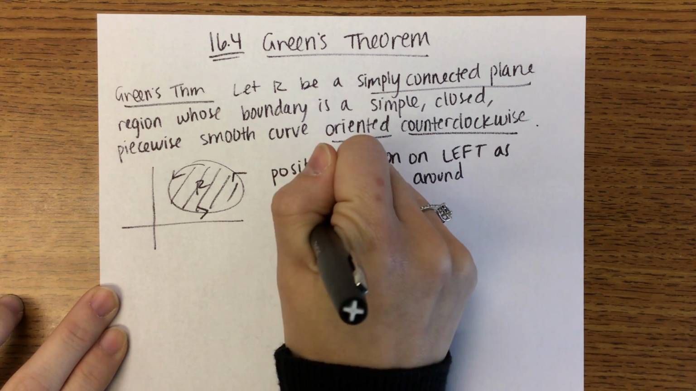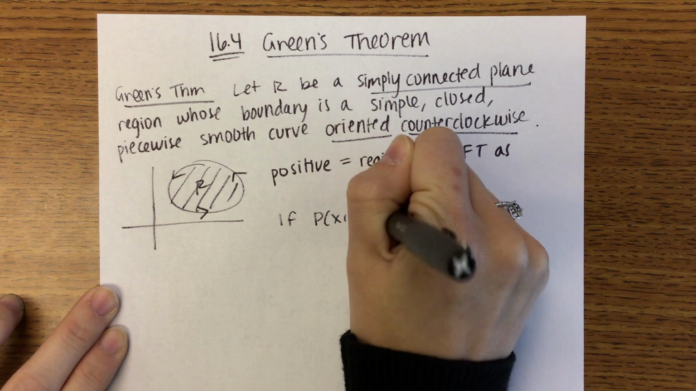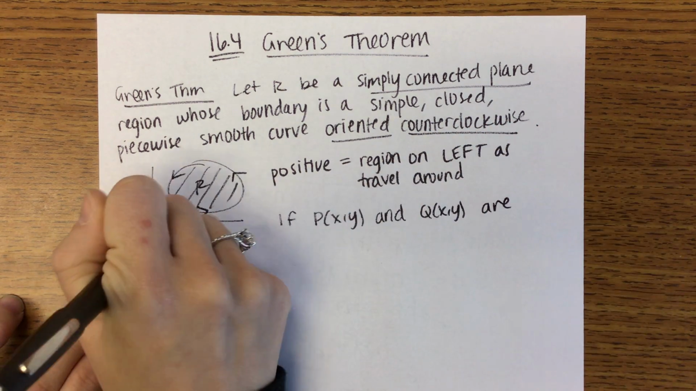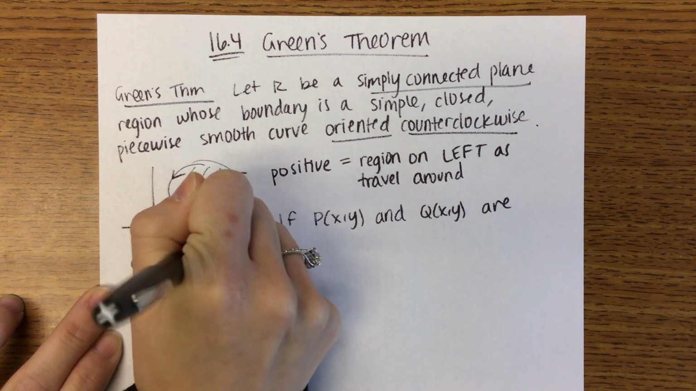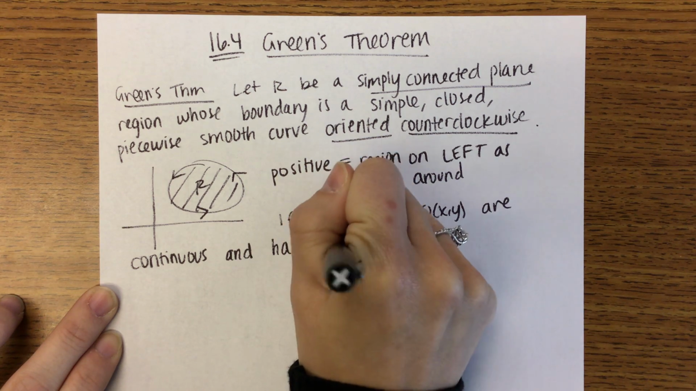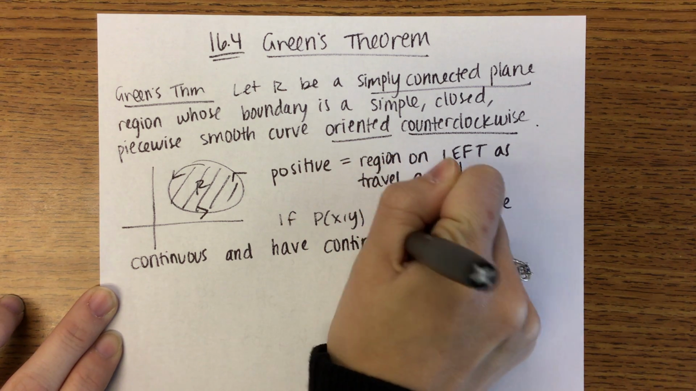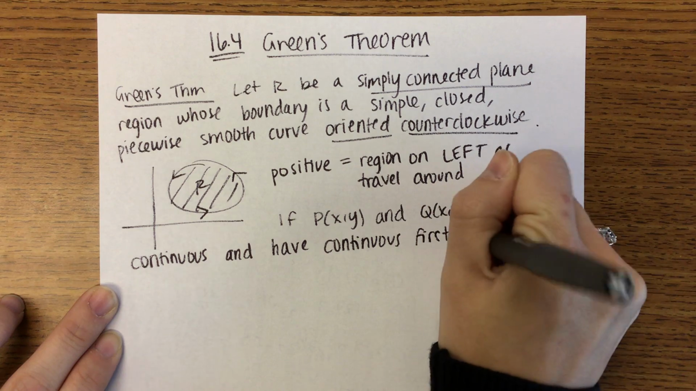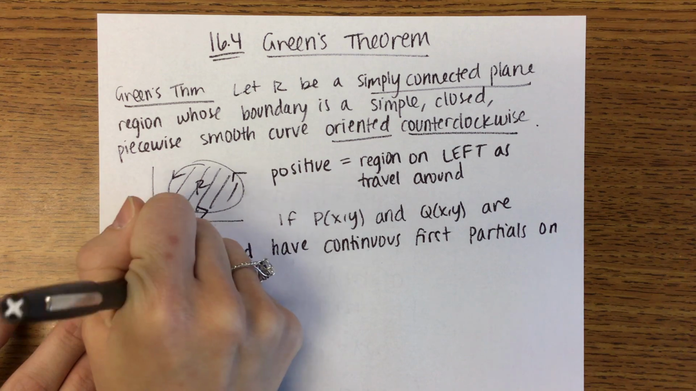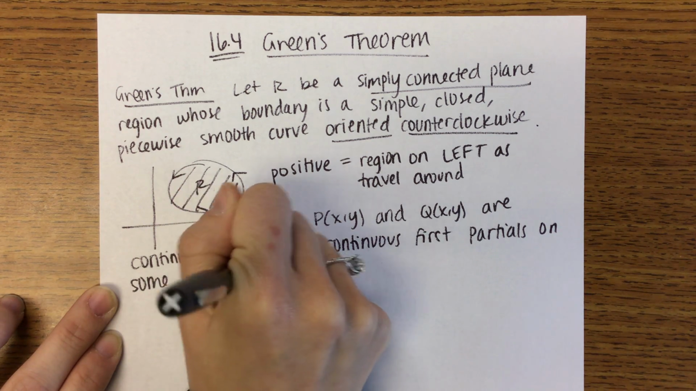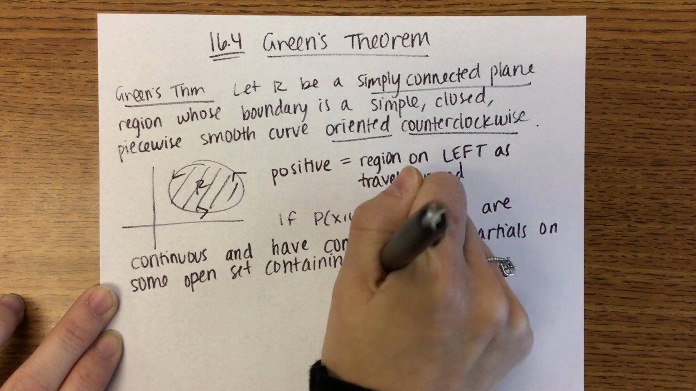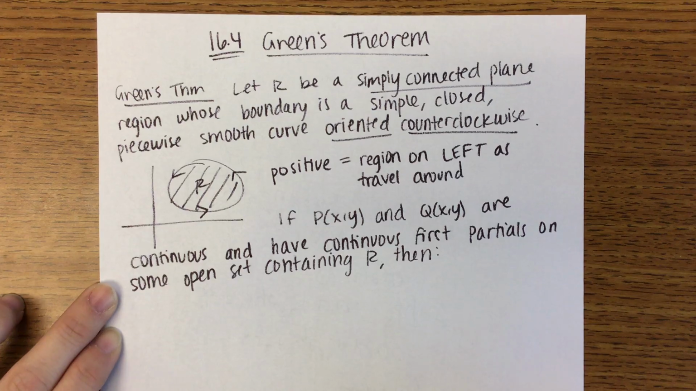Okay, so then, if P of x,y and Q of x,y are continuous and have continuous first partials on some open set, bless you, containing R, then the following is true.